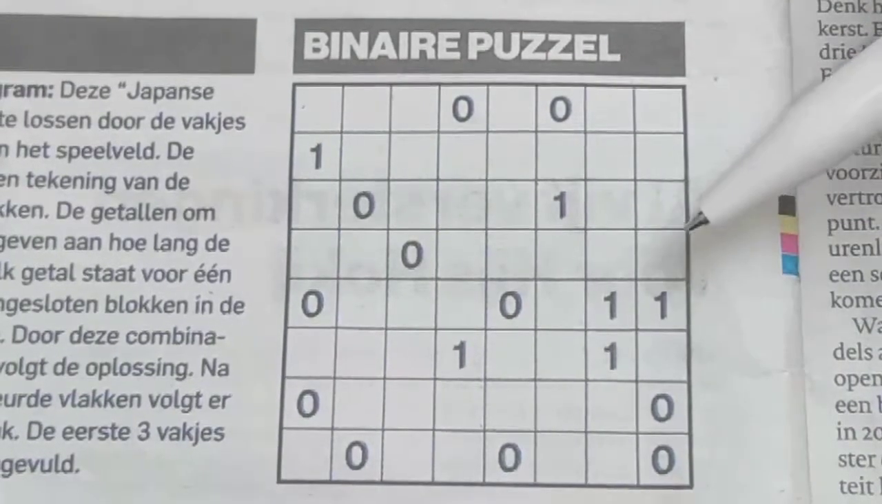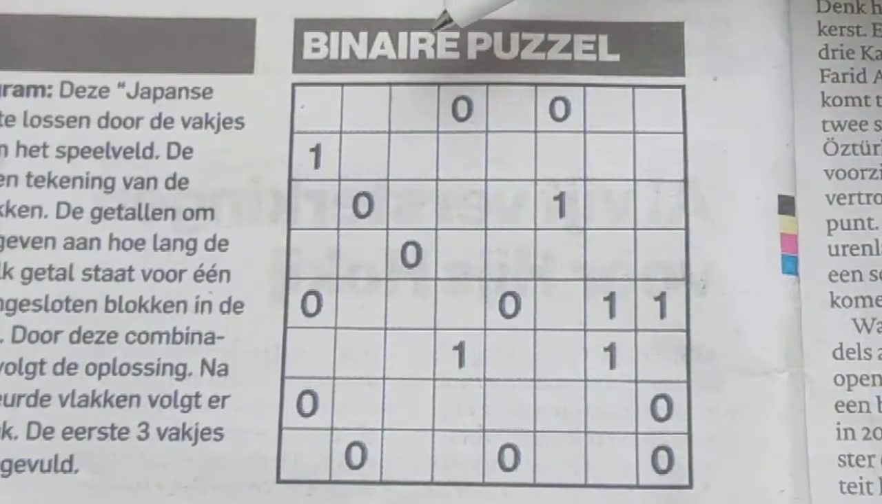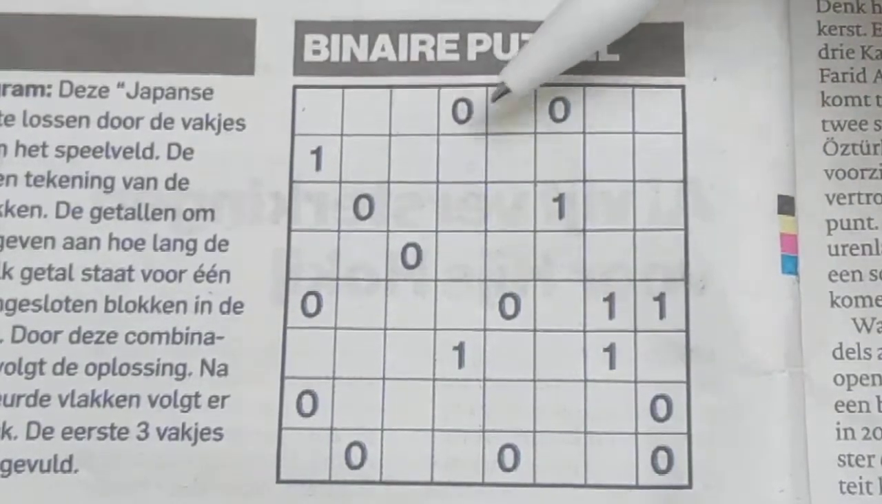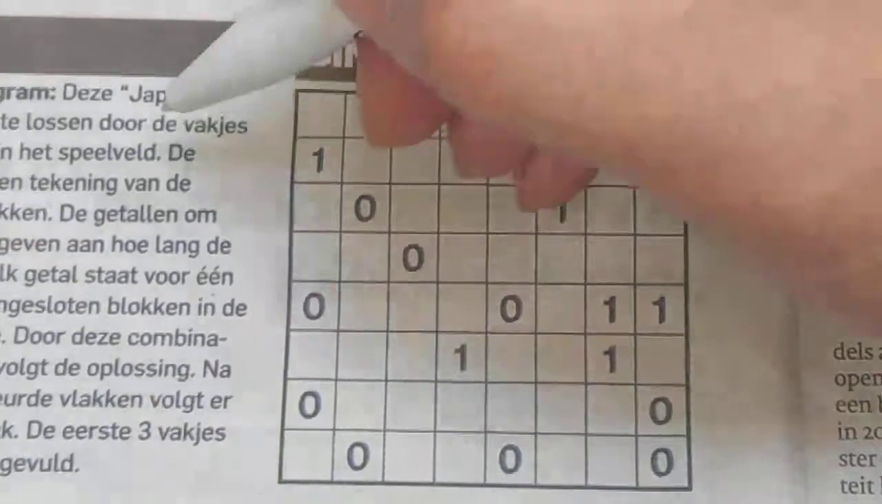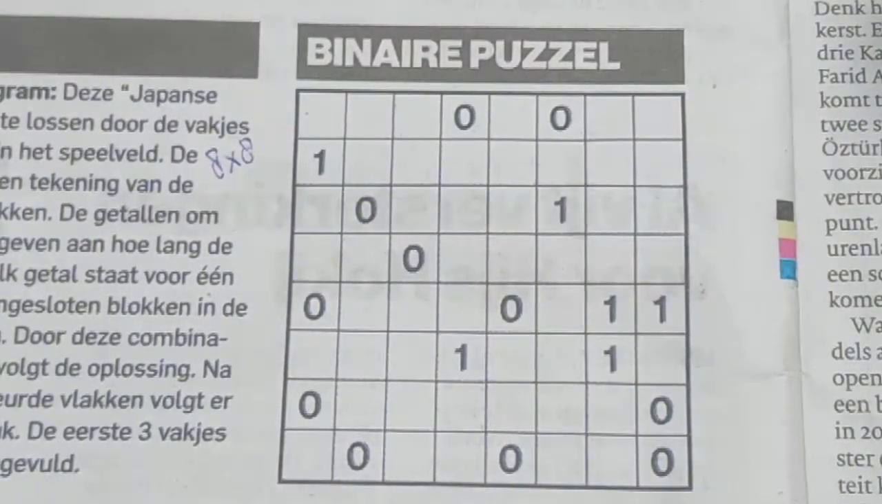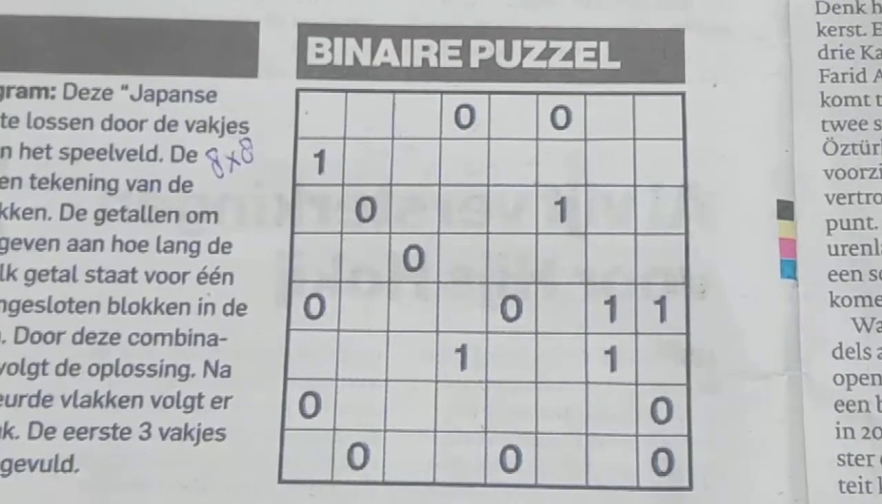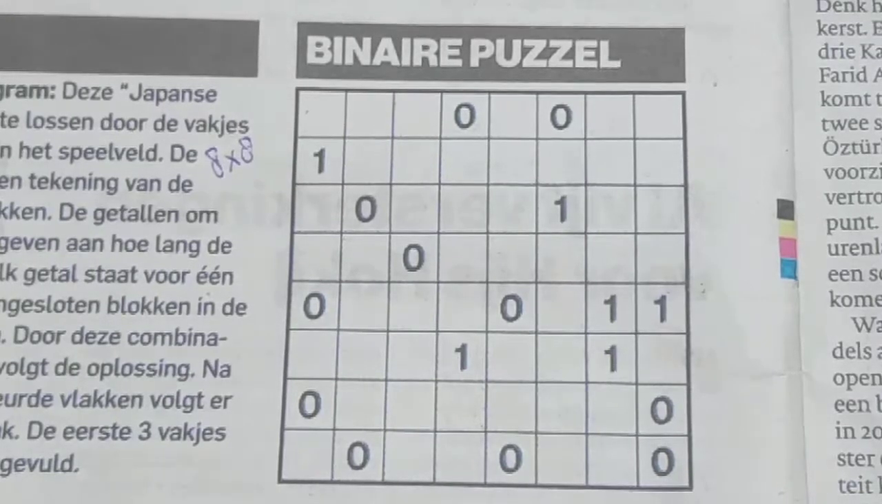This one is a binary puzzle. Let me count first what kind of binary puzzle this is. 1, 2, 3, 4, 5, 6, 7, 8. It's an 8 by 8 binary puzzle. That means we need four ones and four O's in a row or in a column, not more and not less. So let's get started. All right.